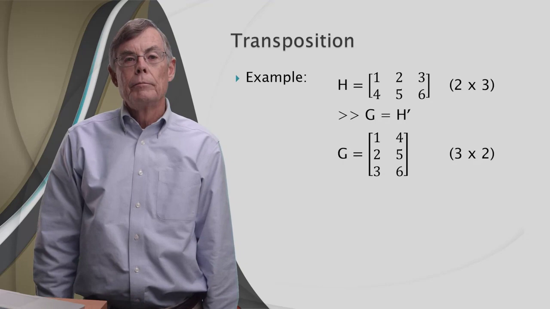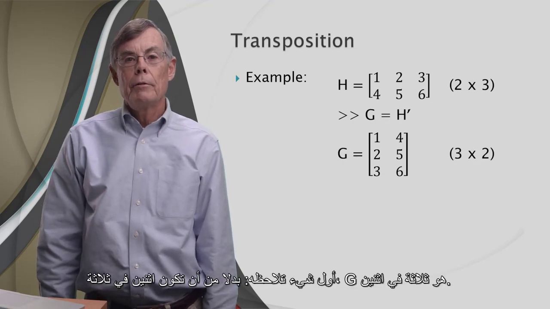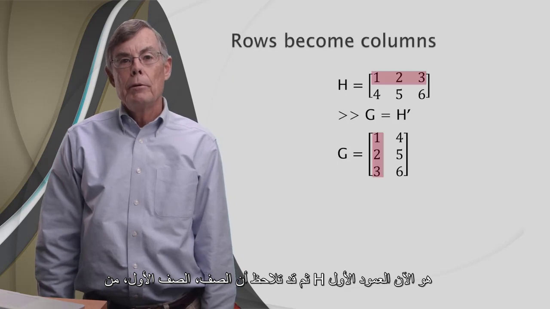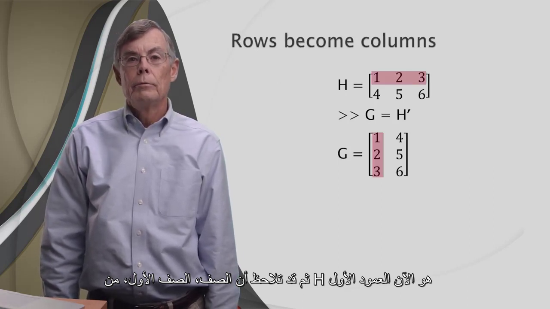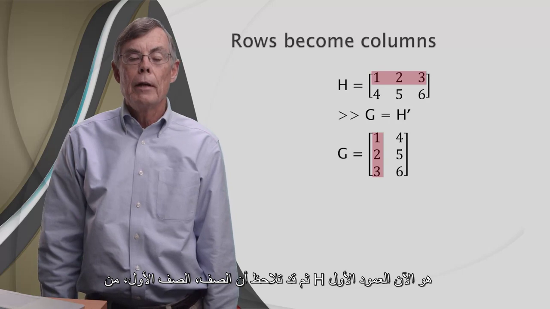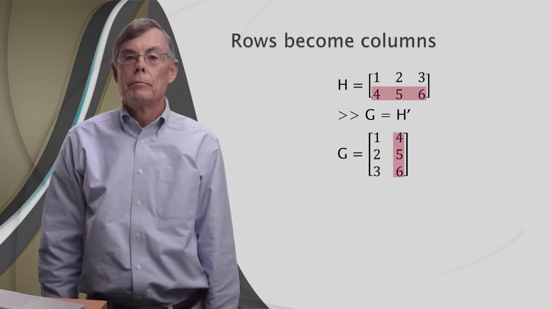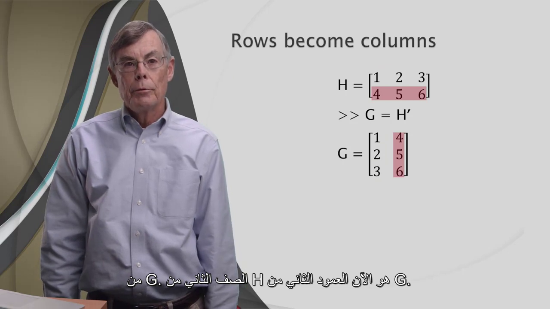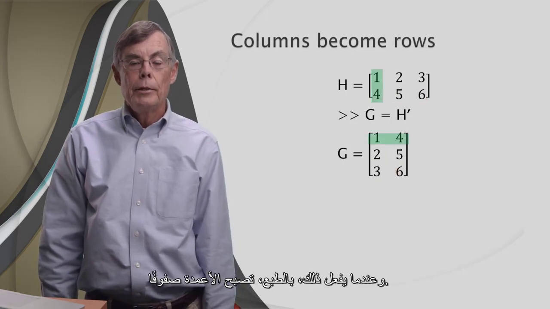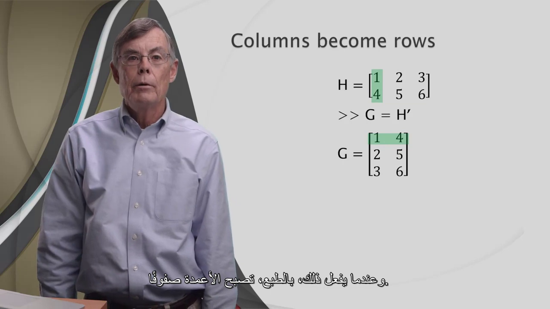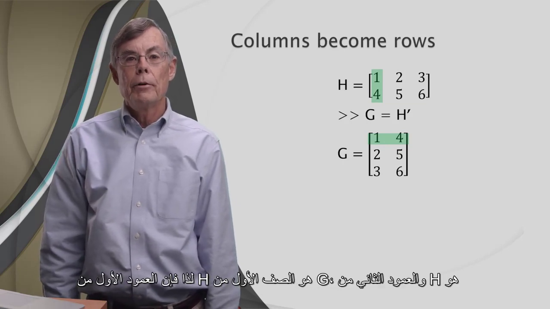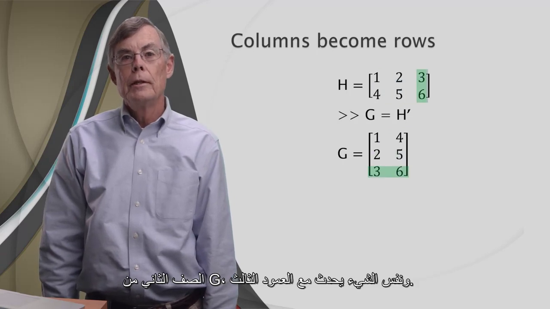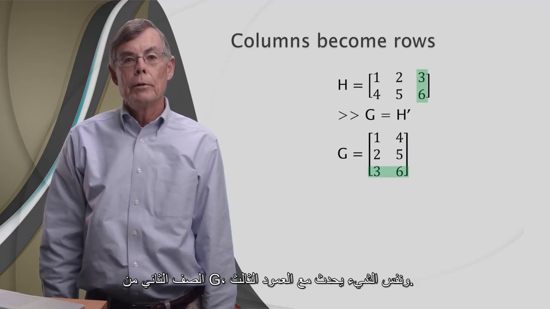Well, look at G. First thing you notice, instead of being 2 by 3, G is 3 by 2. Then you may notice that the first row of H is now the first column of G. Second row of H is now the second column of G. It changes rows into columns. And when it does that, of course, the columns become rows. So the first column of H is the first row of G. The second column of H is the second row of G. And the same thing happens with the third column.